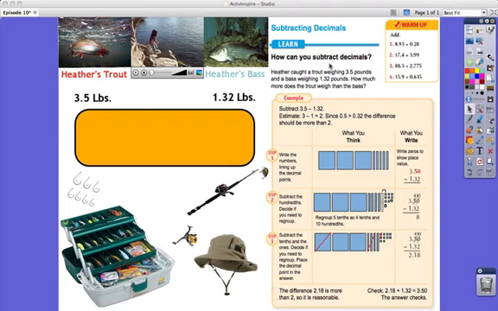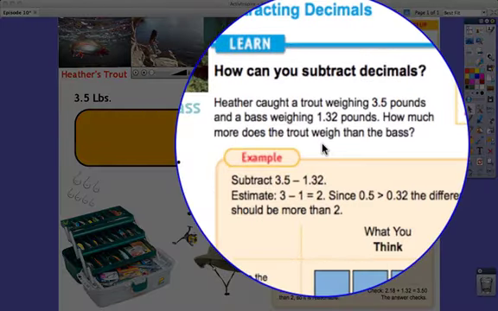All right, now we have a question here. How can you subtract decimals? That's a good question, and I'm going to help you answer it by using these 3 steps. But before we go there, let's read the story problem. It says, Heather caught a trout weighing 3.5 pounds and a bass weighing 1.32 pounds. How much more does the trout weigh than the bass?